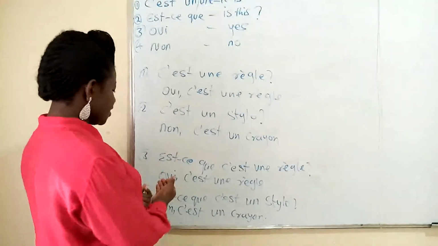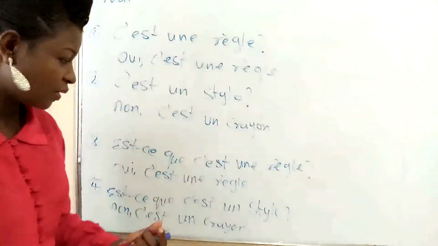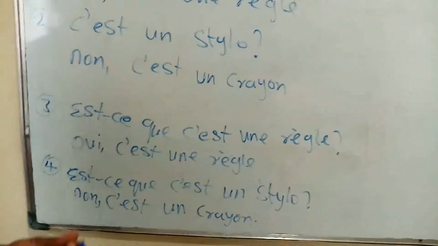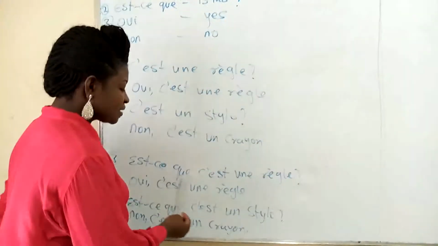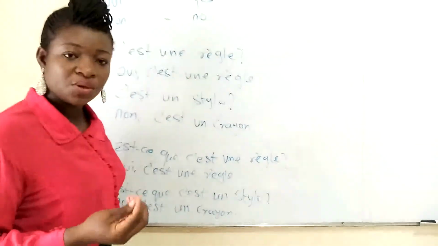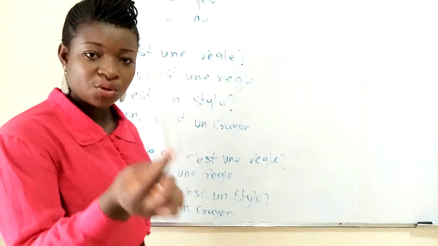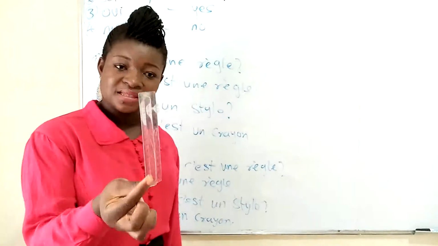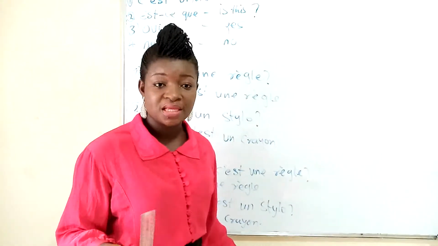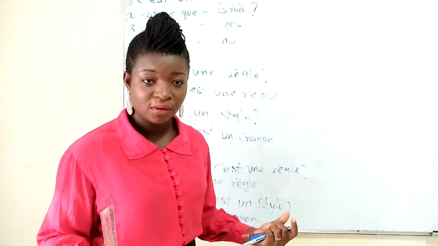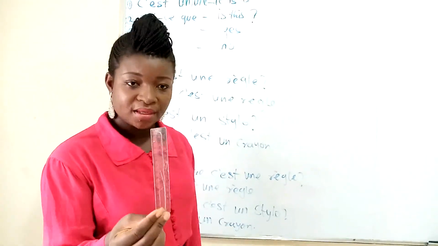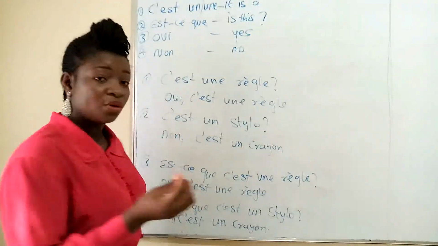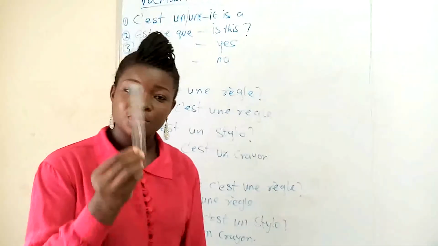Okay, number 3 we have est-ce que. Like now I'm holding a ruler and I'm asking, est-ce que c'est une règle? Since it is a ruler you are seeing, what will you say? Is it oui or non? Is it yes or no? You say oui. So the answer will be oui, c'est une règle.